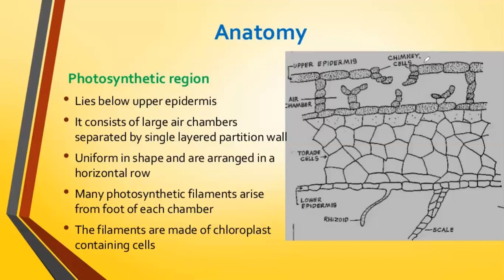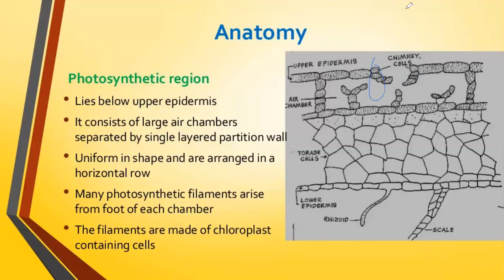Okay, so this is about the upper epidermis. Upper epidermis is a single row of cells which is closely arranged and it is not continuous. It is discontinuous because of the presence of the small pores which help in the exchange of gases. These pores are made up of specialized cells called chimney cells.